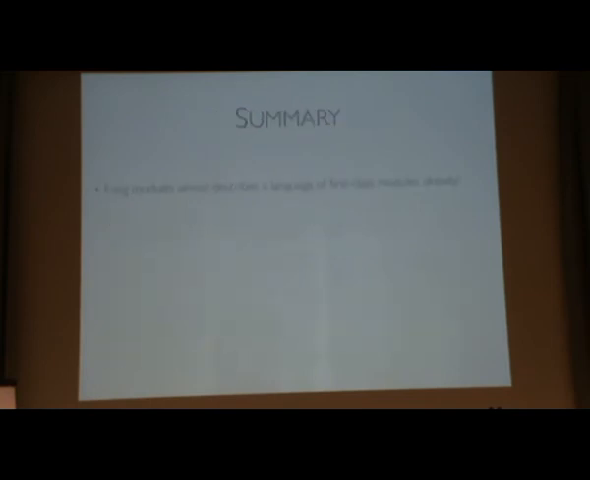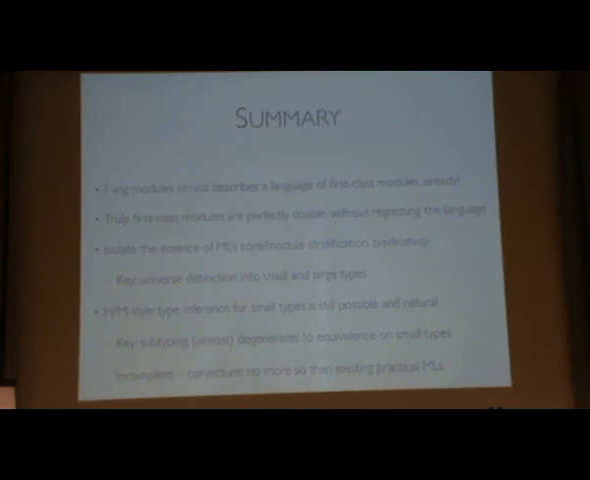So to sum up, the main observation this work was based on is that when you look at the F-ing module semantics, then it almost already describes a first-class module language. And you can walk this last step pretty easily. The key thing you have to do is to introduce this predicativity restriction. And from my perspective, that really isolates the essence of the whole stratification that is going on with modules in ML. And inference, so I haven't fully worked out all the details with inference yet, but I think it's quite possible and natural and pretty robust if you just apply the restriction to small types. And my conjecture is that while it is incomplete, it is no more so in some sense than existing ML-like languages.